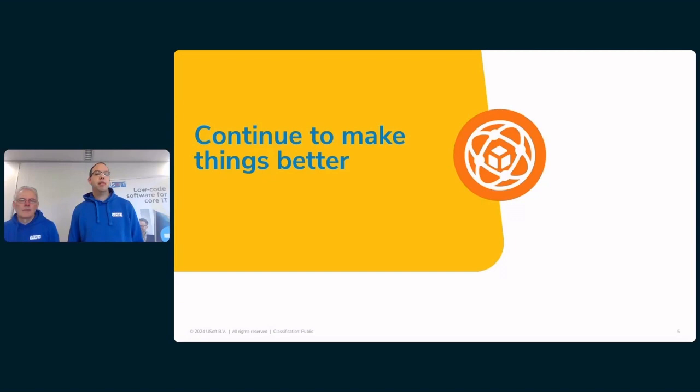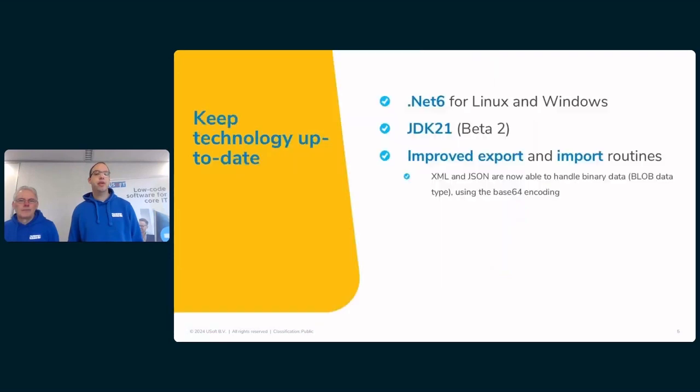As mentioned in the beginning, firstly, we're going to have a look at existing features that we've improved in the USoft 11 release. A couple of items here. The first one is that we'll now be supporting .NET 6.0 for Linux as well as Windows. We'll be including support for JDK 21 in the Beta 2, as mentioned at the beginning. That's planned for release by the end of Q2 of this year.